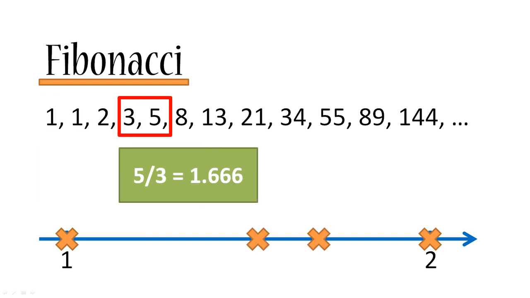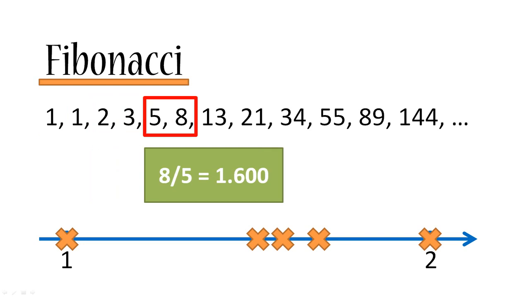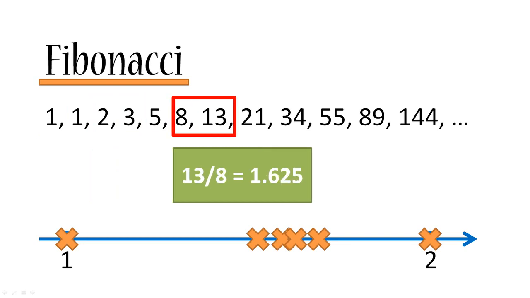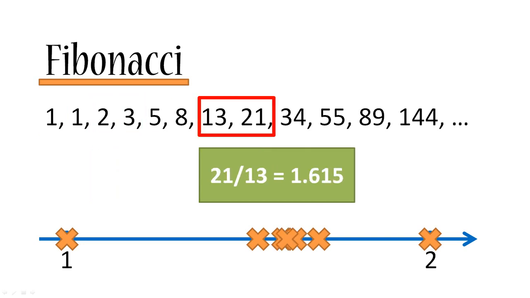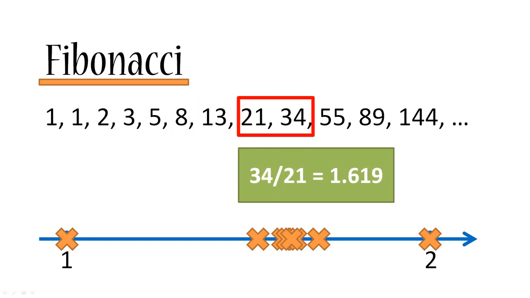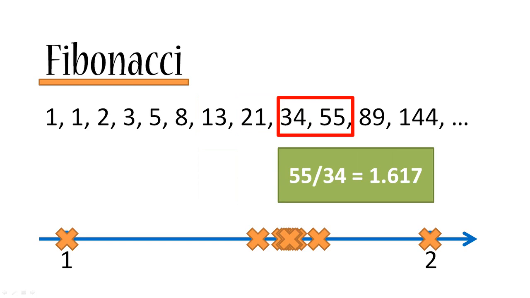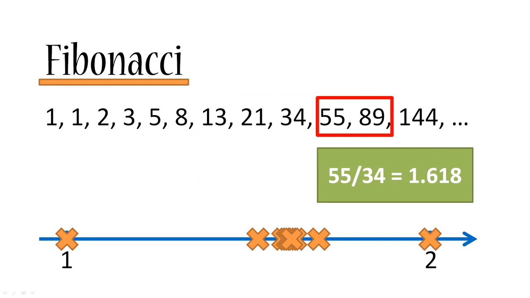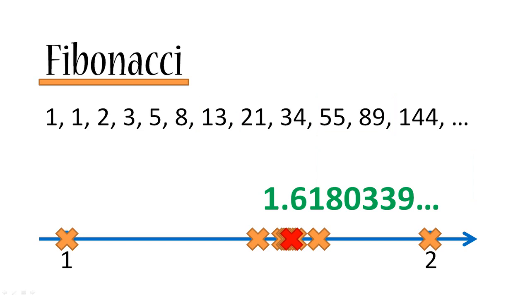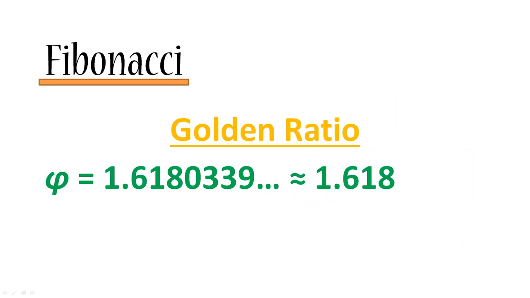5 divided by 3 is 1.666. 8 divided by 5 is 1.6. 13 divided by 8 is 1.625. 21 divided by 13 is 1.615. So you kind of see where this is going. The crosses are getting closer and closer to one specific number. And that number is 1.6180339, and so on. This number is known as the golden ratio, which is usually represented by the Greek letter phi. Phi is equal to approximately 1.618.